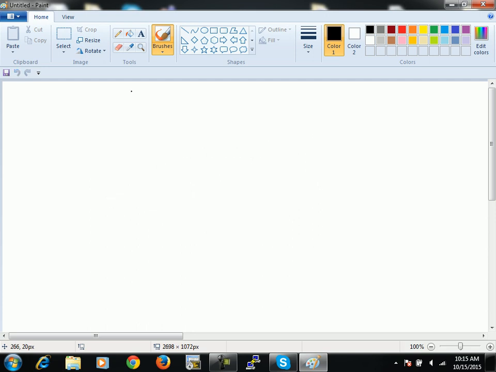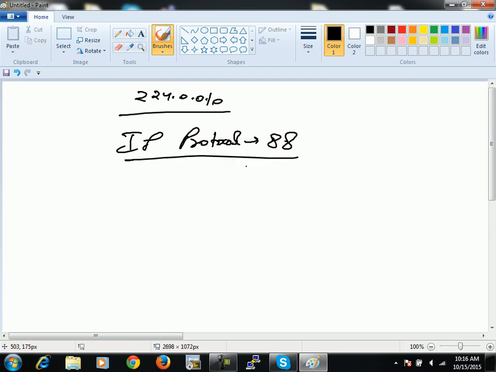And you must remember that EIGRP uses a multicast address to send its messages, right? It will be using 224.0.0.10. That is the multicast address used by EIGRP, and it will be using an IP protocol number. It's not using either TCP or UDP at the transport layer, right? It will directly hand over its payload to IP itself. So it uses IP protocol number 88, like OSPF will be using 89, right? So remember that EIGRP will be using protocol number 88.